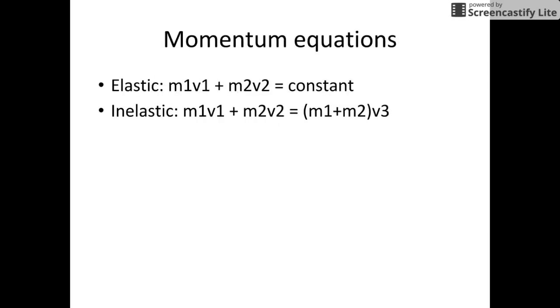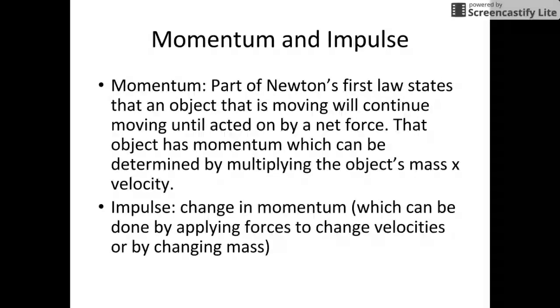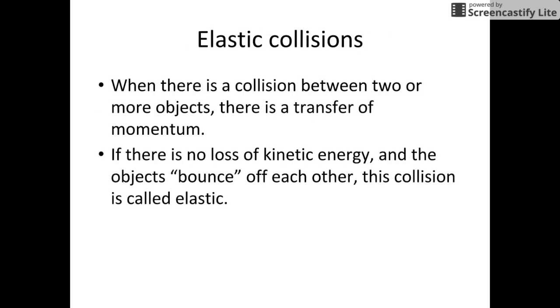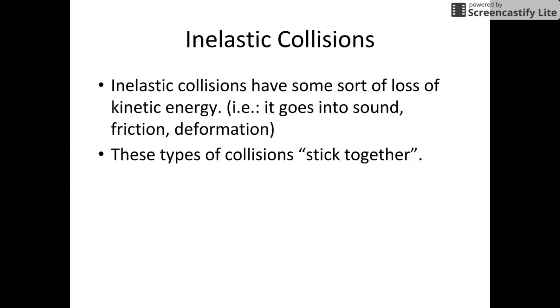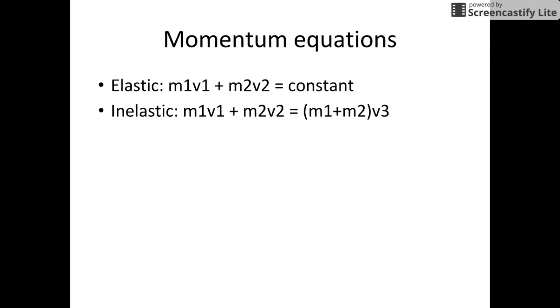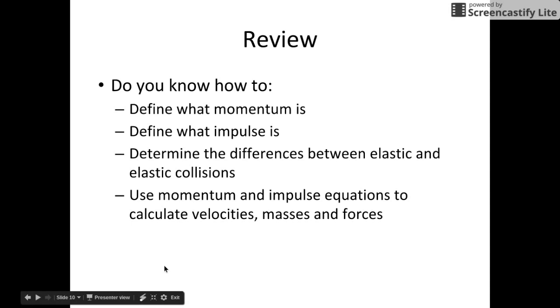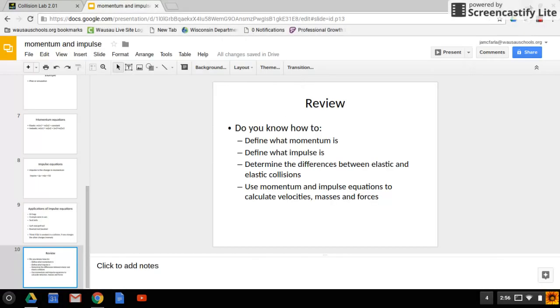Well, momentum is, go back to the first slide, that. Impulse is that. The elastic collision was where there's no loss of kinetic energy. They basically bounce off each other. Inelastic, where they stick together, there is some sort of loss of kinetic energy. And these are equations for momentum. This is the equation for impulse. So there it is. So that's that, and hopefully you had a good time.